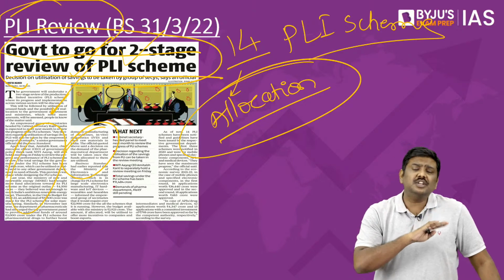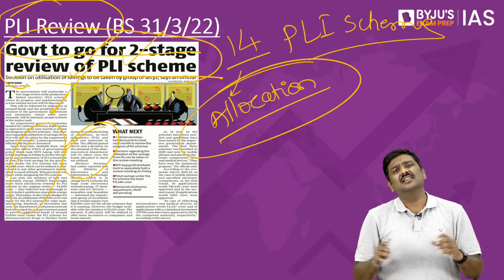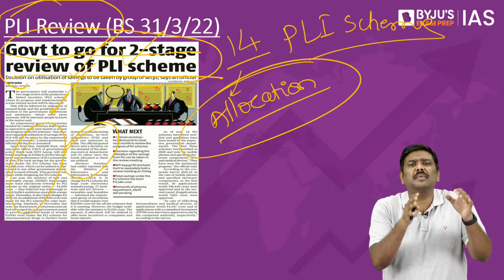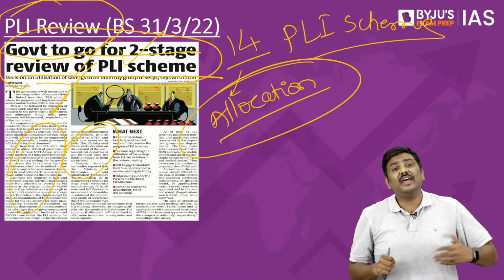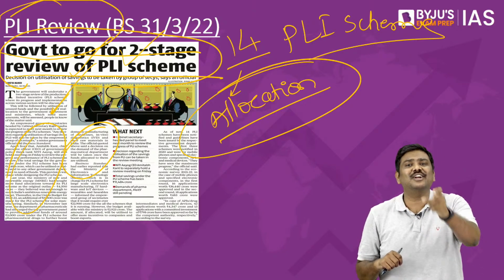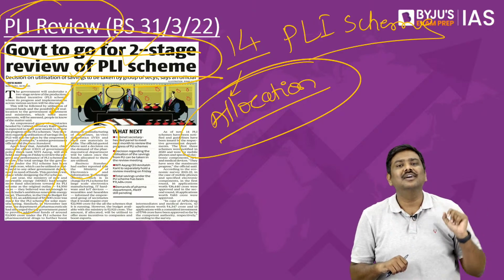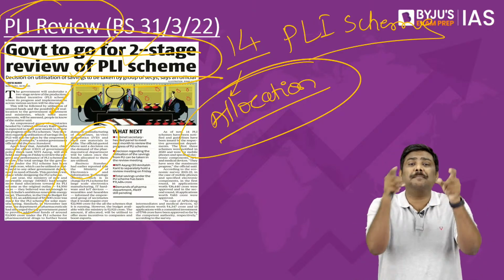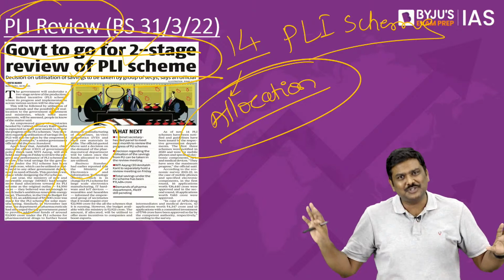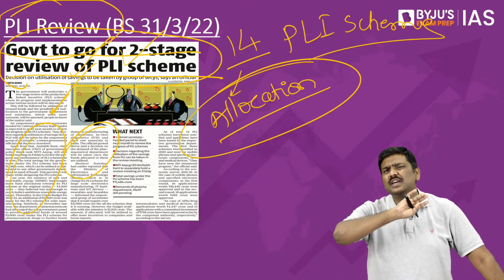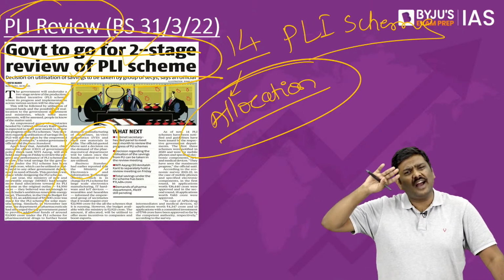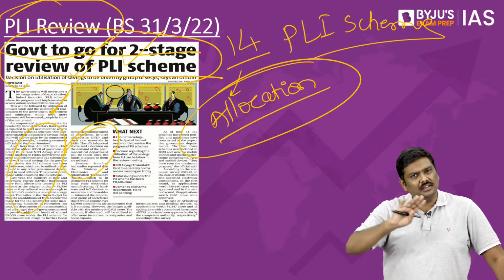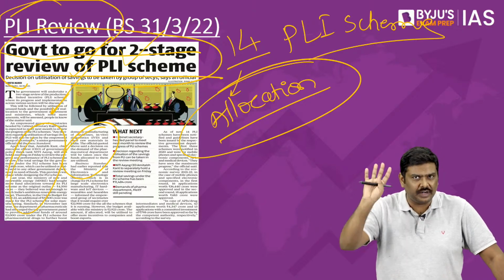Beyond this, sir, should I mug up all the 14 sectors? At least try to remember 4 to 5 sectors. Should I remember how much funds have been allocated to each of the sectors? Please don't. Should I remember which companies are participating in which sector? Please don't. Don't waste your time. Those are very detailed accounts of details. That much depth UPSC will not require.